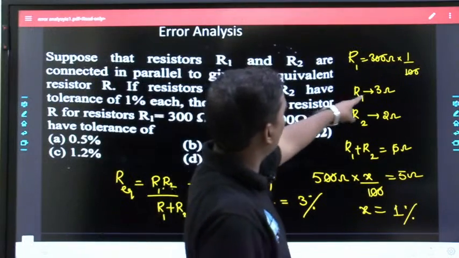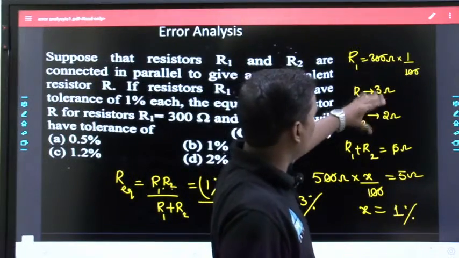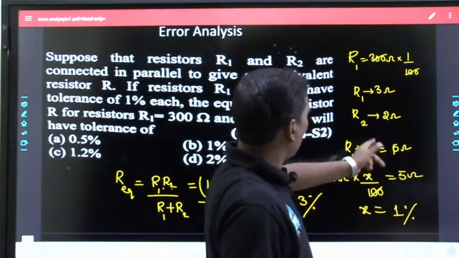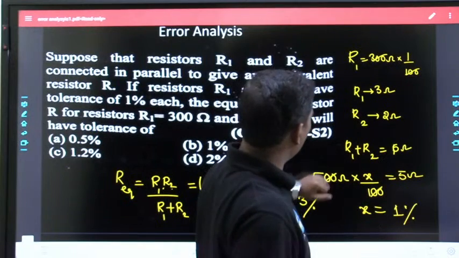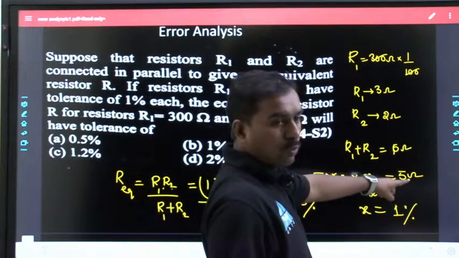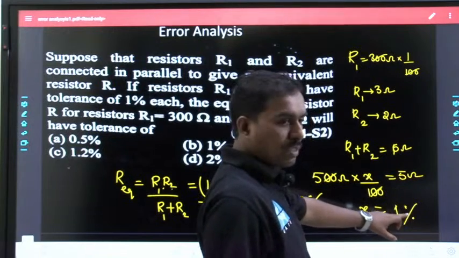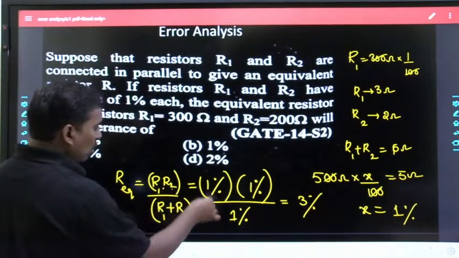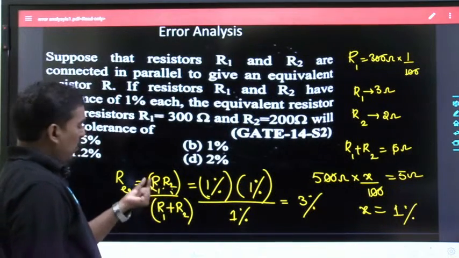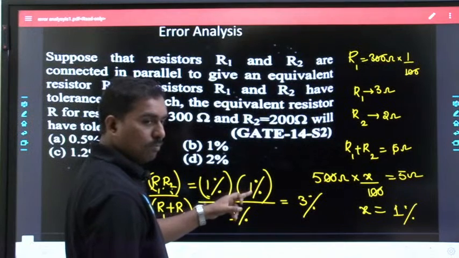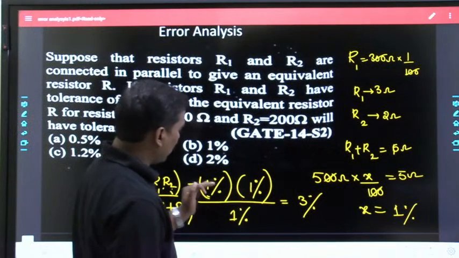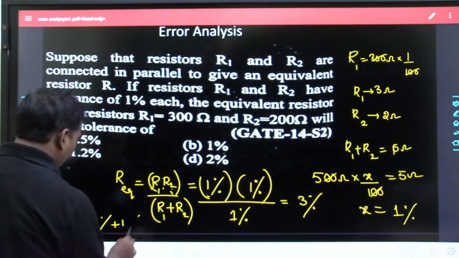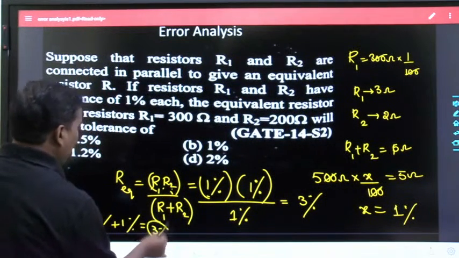If you take R1 is equal to 3 ohms, R2 is equal to 2 ohms, absolute errors, the resultant absolute error is 5 ohms. So the resultant absolute error, if you are expressing it as a percentage of 500 ohms, x by 100 of 500 ohms is equal to 5 ohms, that is x is equal to 1%. So this resultant is 1% and this resultant is 2%. Why? Because it is a product. Product means the percentages can be added. So what is the resultant? 1% plus 1% plus 1% as per your methodology. 3%. The answer is not there, 3%.